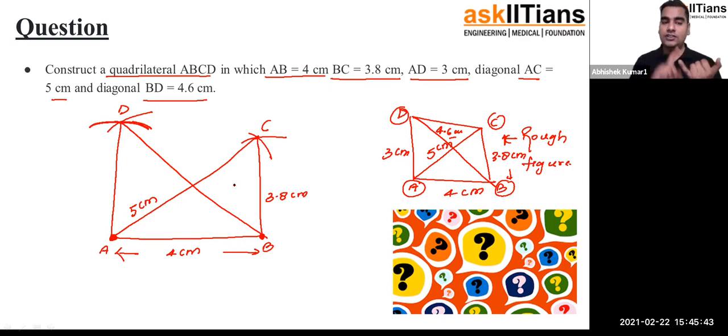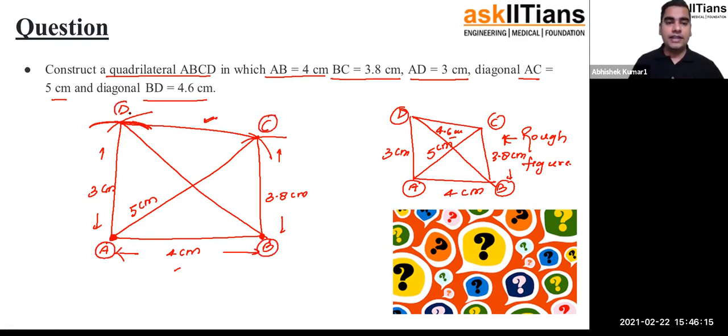Now, because we got the three sides, you got AB, which is equal to 4 centimeter, BC, which is equal to 3.8 centimeter, and AD, which is equal to 3 centimeter. This is a rough figure, guys. And you want CD. To get that CD, all you have to do is join C and D using a straight line. If you join C and D using a straight line, you will automatically get this fourth side of the quadrilateral, and this figure gives you the required quadrilateral ABCD, and that's exactly what we were asked to construct in this problem.